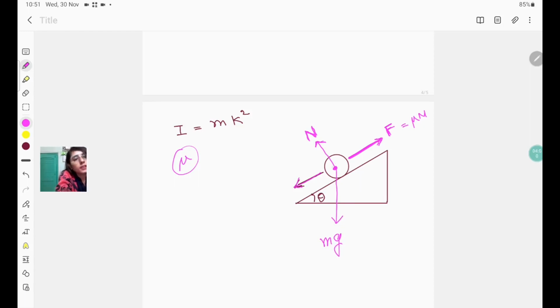So just opposite to the reaction force, along this direction, what will be the component of this weight? This is the normal line, which is along the normal to the plane, right? And if this angle is theta, then this angle will also be theta, right? And why is it so?